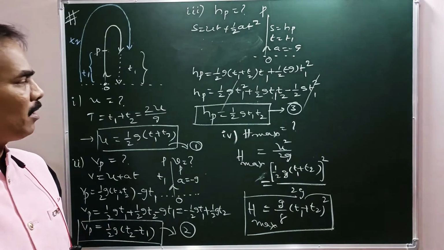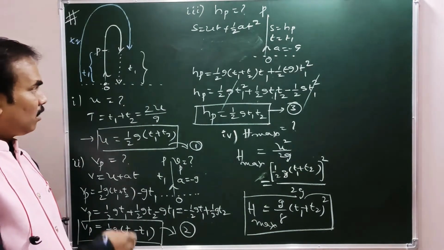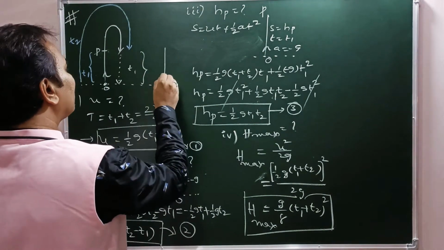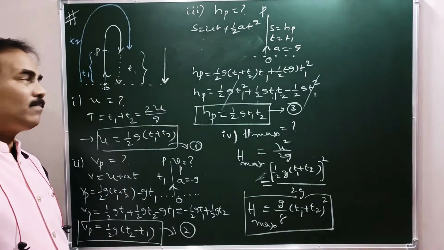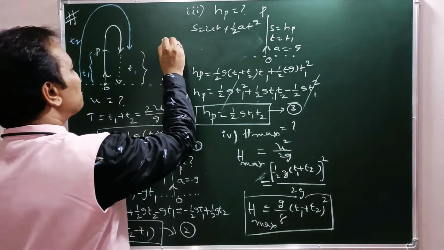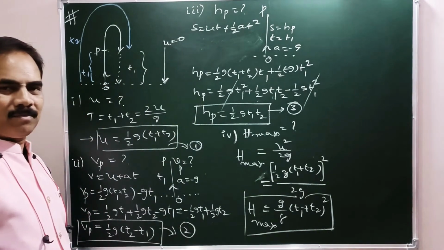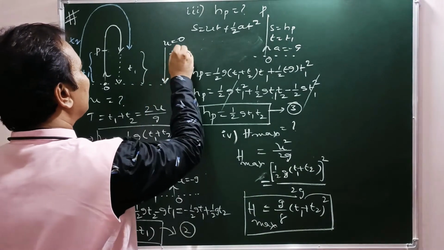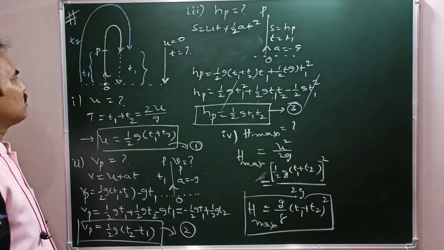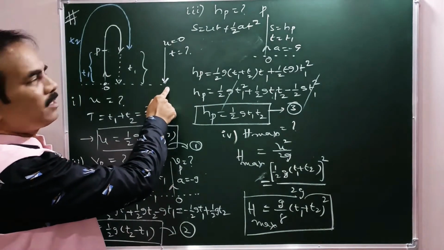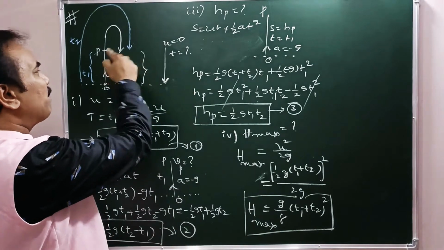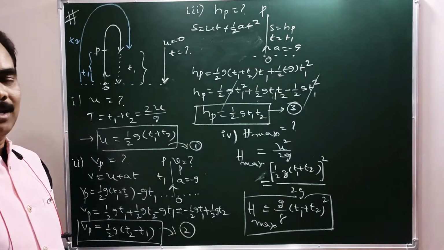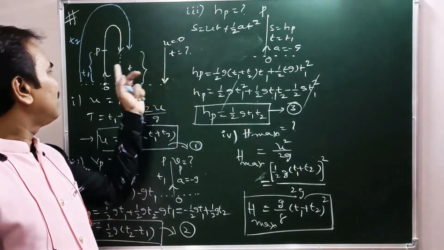Okay. Suppose one more body is dropped from point P like that. The second body is dropped from point P. Dropped means u is 0. Now the time taken to reach the ground is unknown. T is unknown. This is the first body, this is the second body. The second body is dropped from point P and takes time t seconds to reach the ground.